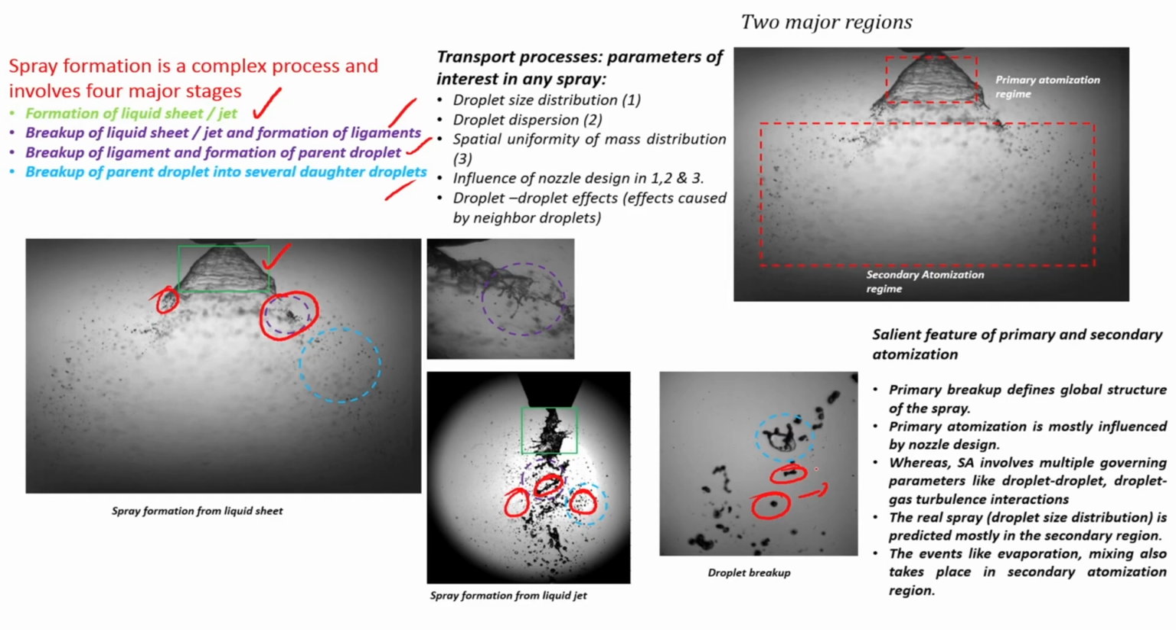Usually the spray zone is divided into a primary atomization zone, which is very close to the nozzle, where the liquid sheet breaks up into ligaments and things like that. Then there is a secondary atomization zone, further downstream of the nozzle, where we get these smaller droplets undergoing further breakup. Those are the processes.